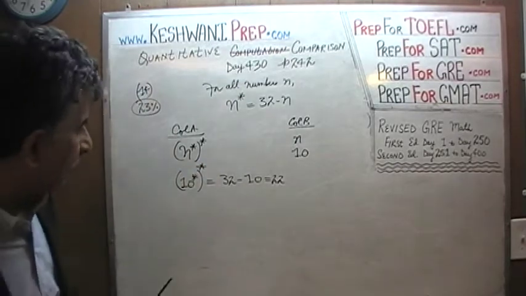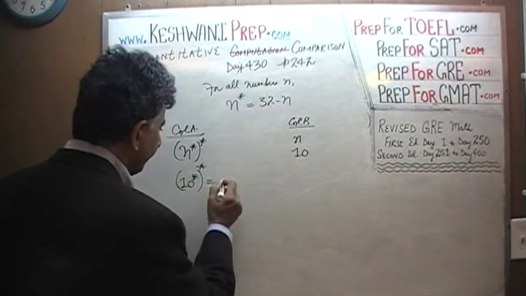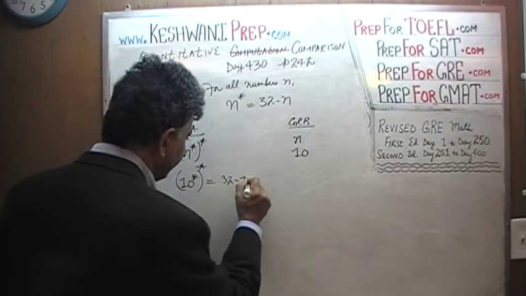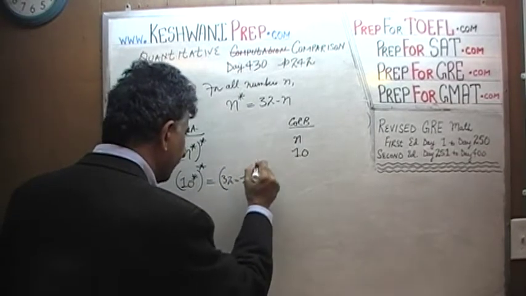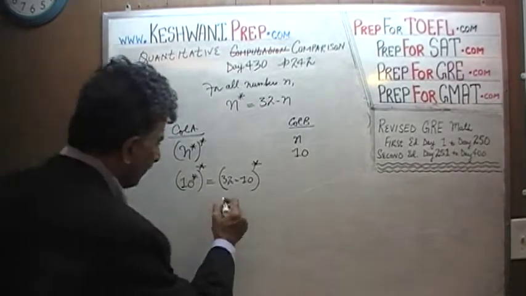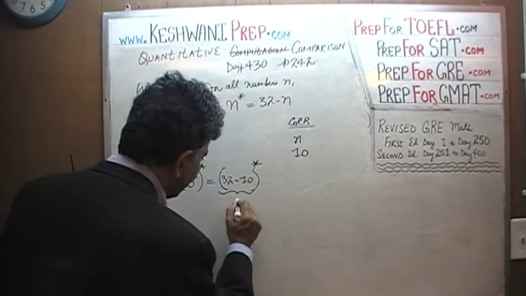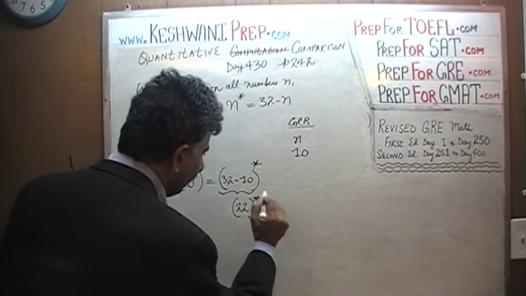So let me rewrite it a little bit better. So n = 10 star means 32 minus 10, and now we have a star outside. This quantity we know is 22. So it's 22 star now.